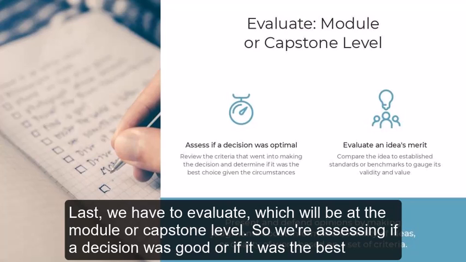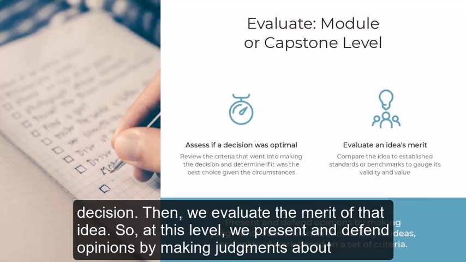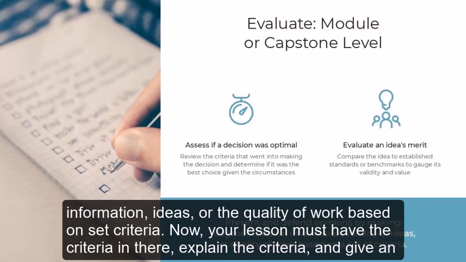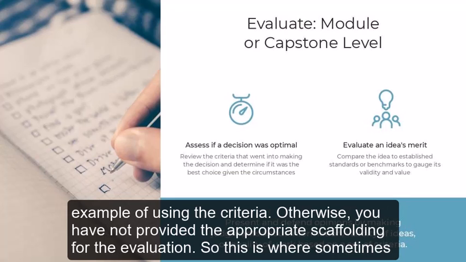Last, we have to evaluate, which will be at the module or capstone level. So we're assessing if a decision was good or if it was the best decision. Then we evaluate the merit of that idea. So at this level, we present and defend opinions by making judgments about information, ideas, or the quality of work based on set criteria. Now, your lesson must have the criteria in there. Explain the criteria, and give an example of using the criteria. Otherwise, you have not provided the appropriate scaffolding for the evaluation.